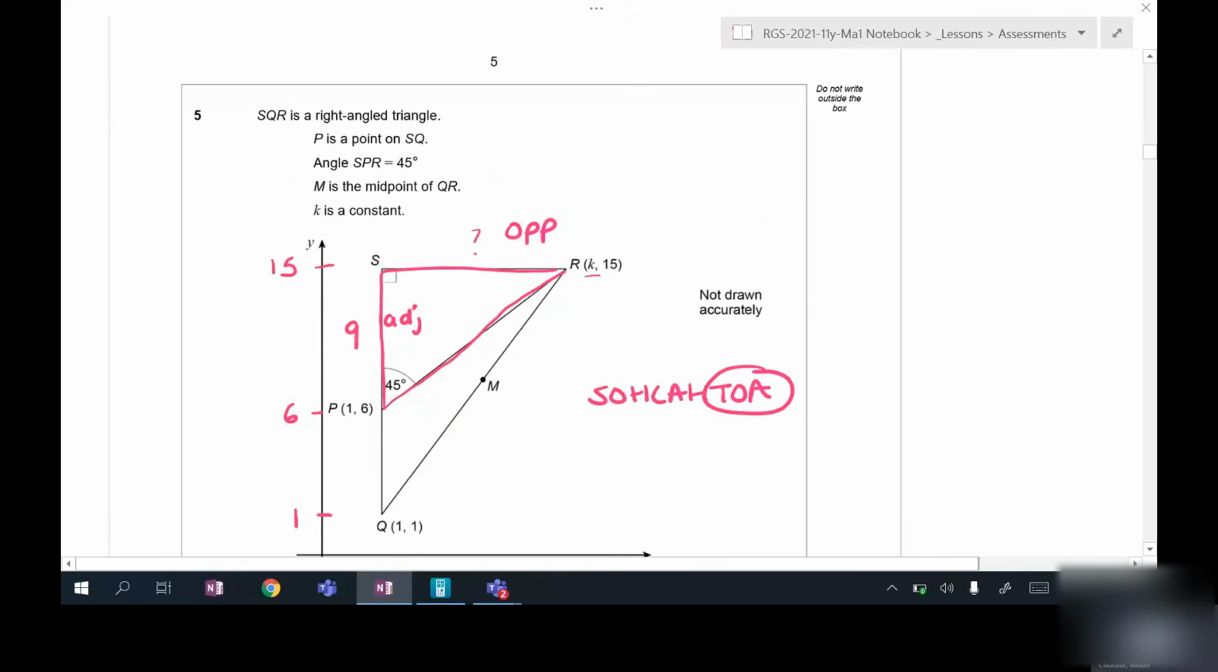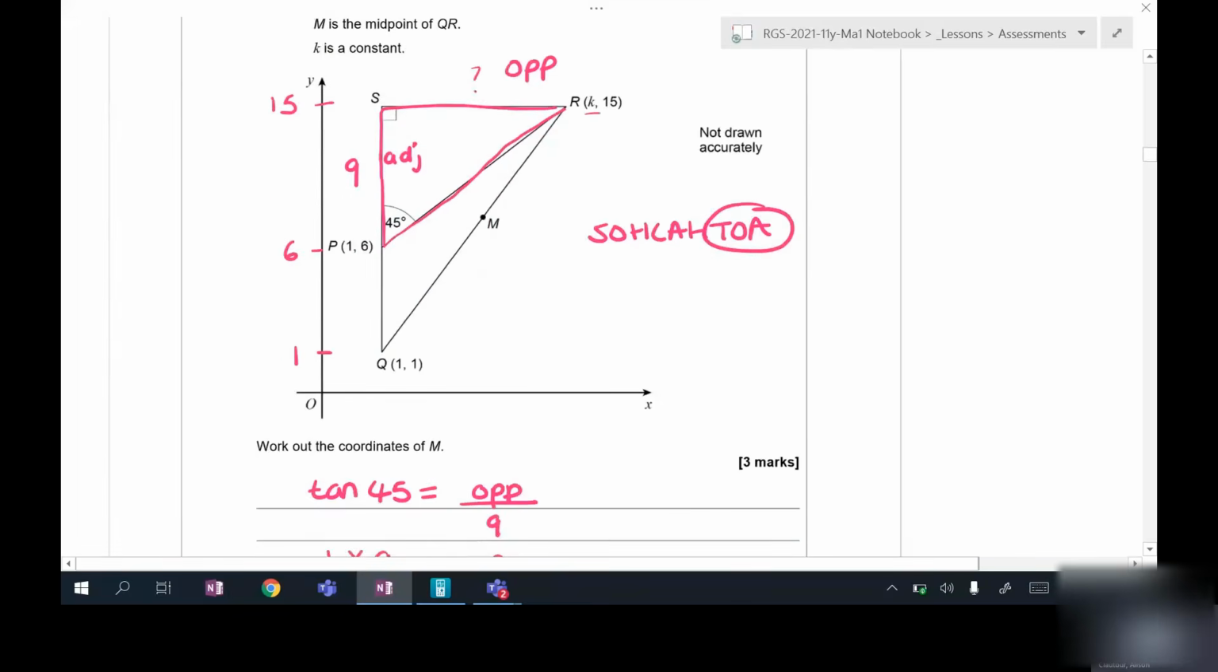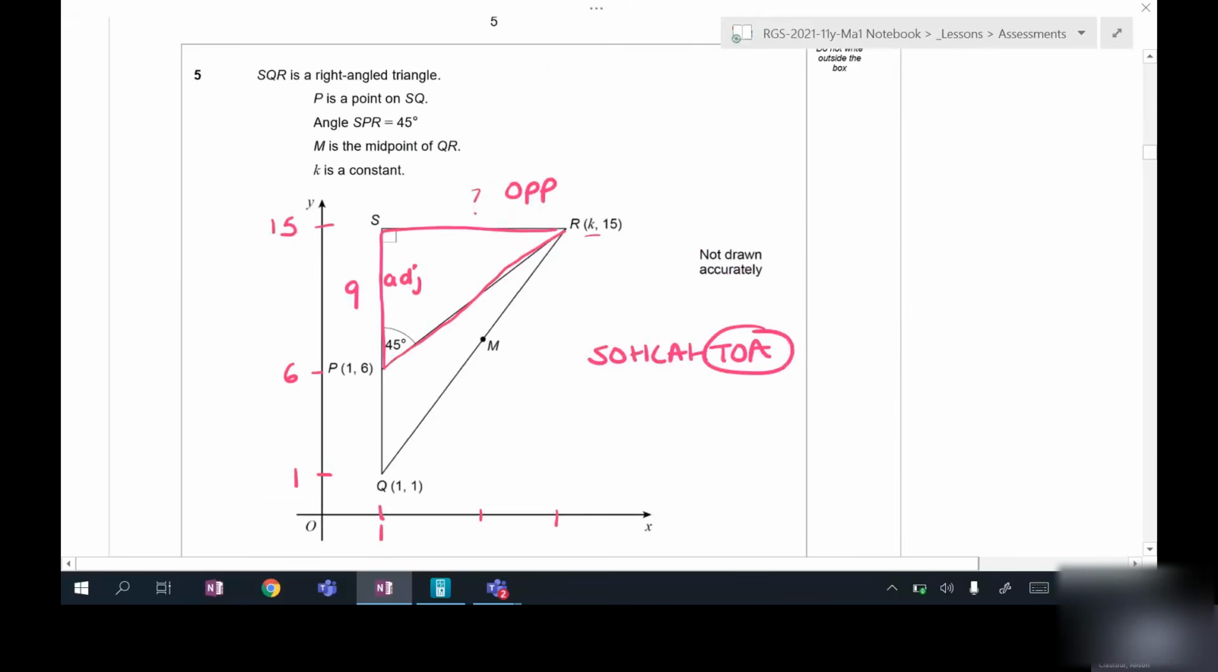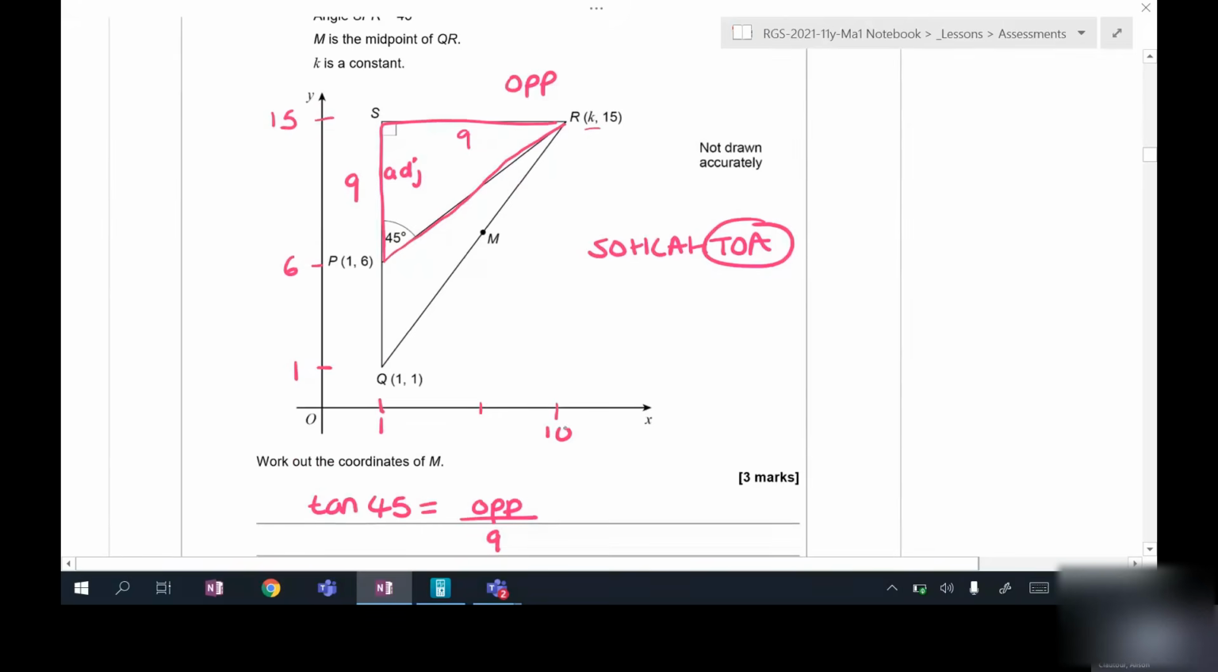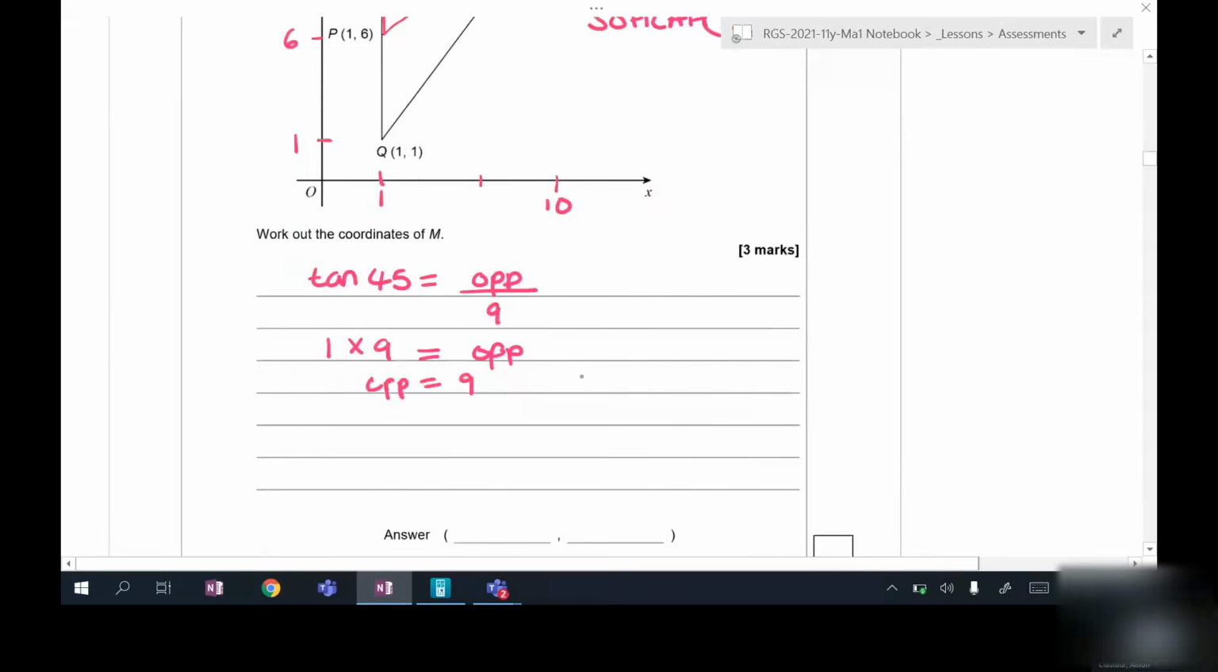If that is 9, I'm going to do the same with my x-axis. The x-coordinate here was 1. This is what we're trying to find out, and it'd be really helpful if we had the x-coordinate of R. If we know this side up here is 9 now, not a question mark anymore, if it starts at 1, it must end up at 10. So we now know k is 10.